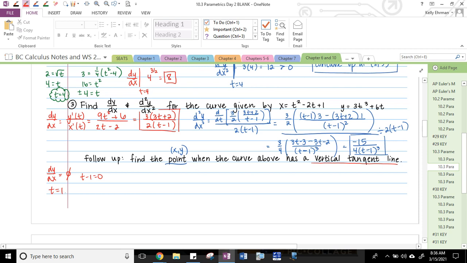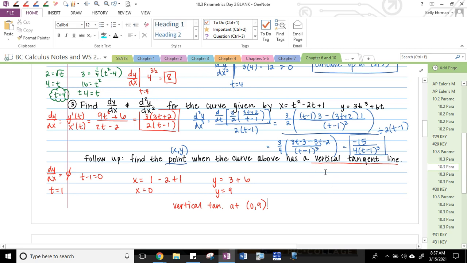Well, I know that it happens when t equals 1. And if I want to find the points, I have equations for x and for y. So x is equal to t squared, 1, minus 2 times t, minus 2, plus 1. So x is 0. Y is equal to 3 times t to the third, so 3, plus 6 times t, so plus 6. Y is equal to 9. So there is a vertical tangent at 0, 9.